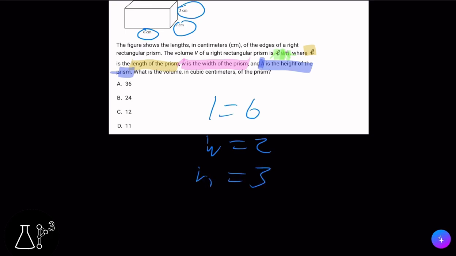So all we have to do in this question is just multiply all the numbers to get our answer. So if I do 6 times 2, I get 12, and then 12 multiplied by 3 equals 36, making my answer D.